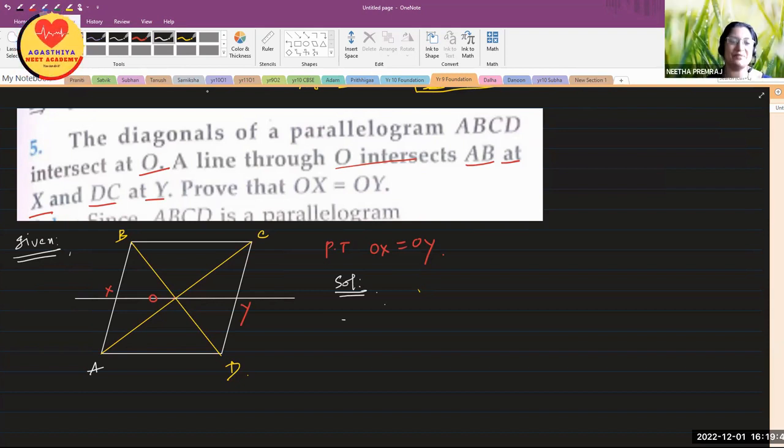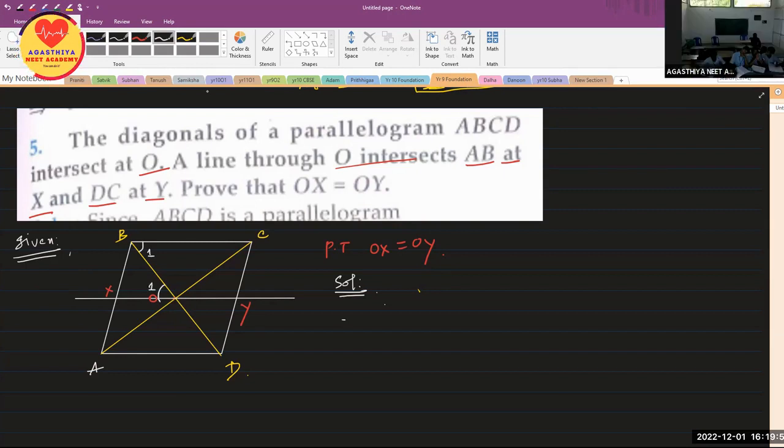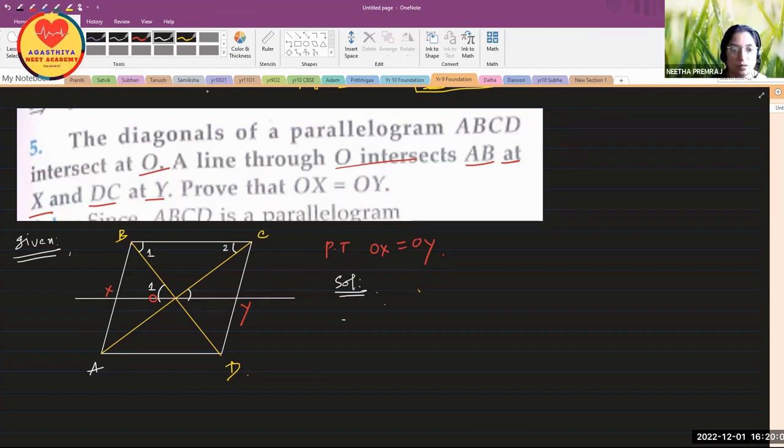See, again, guys, very easy. One thing, now I name this as angle 1. And these are alternate angles, correct? Yes, alternate angles. Similarly, this I name it as 2. This is also again an alternate angle. Then what else?